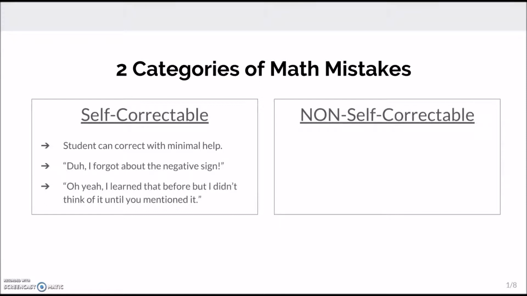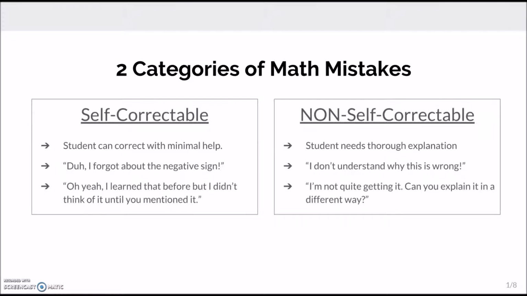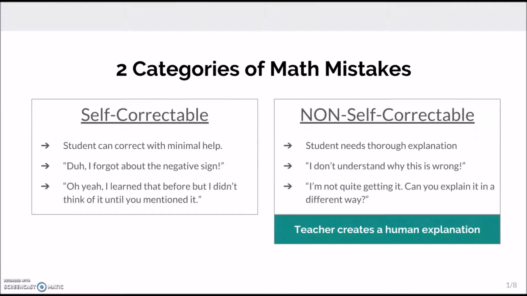On the other hand, with non-self-correctable mistakes, the student needs a thorough explanation. You might hear the student say, "I don't understand why this is wrong," or "I'm not quite getting it. Can you explain it in a different way?" Non-self-correctable mistakes require a teacher to create a human explanation for the student that is tailored to the student's background, interests, and general frame of mind.